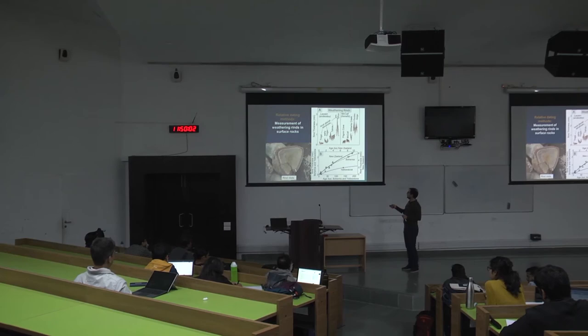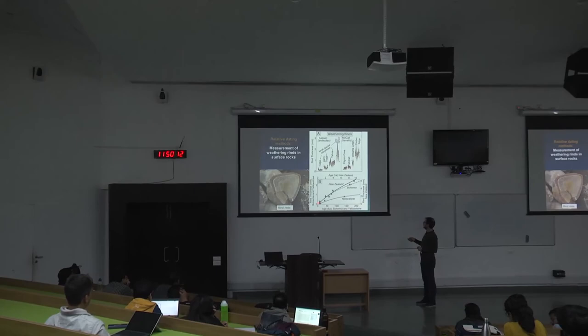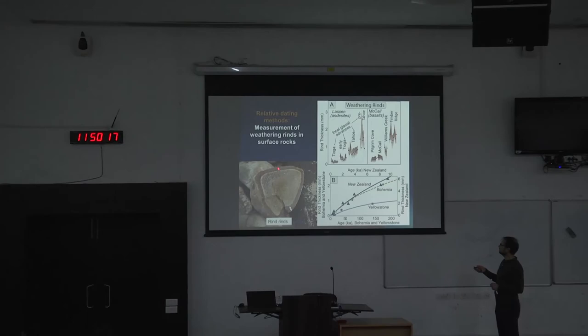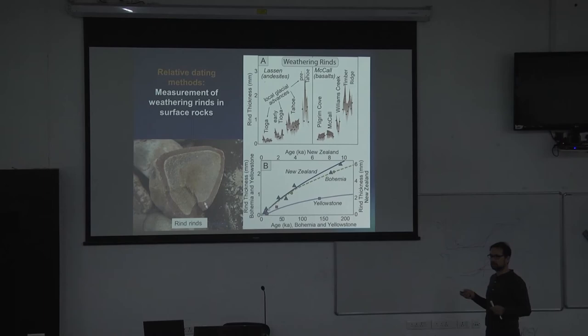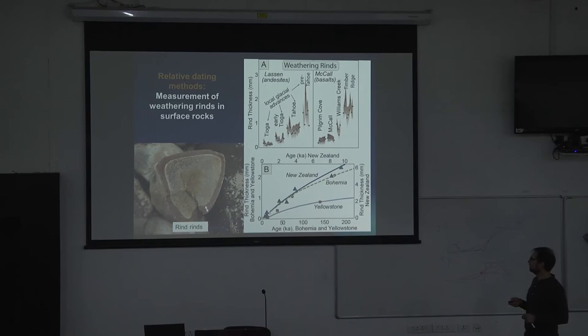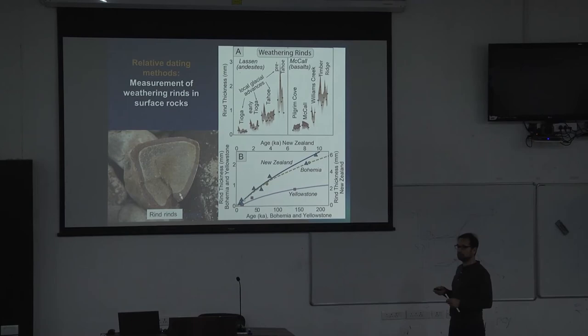In that case, yes. I'm not very familiar with the technique, so I cannot answer you very precisely. In some semi-arid environments, the weathering front will develop slowly, so I presume that we can go up to dating maybe 200, or several hundred thousand years. In some wetter and warmer climates, the weathering propagation will be faster, so probably you will be limited to a time range of 50 or 100,000 years maximum, something like that.